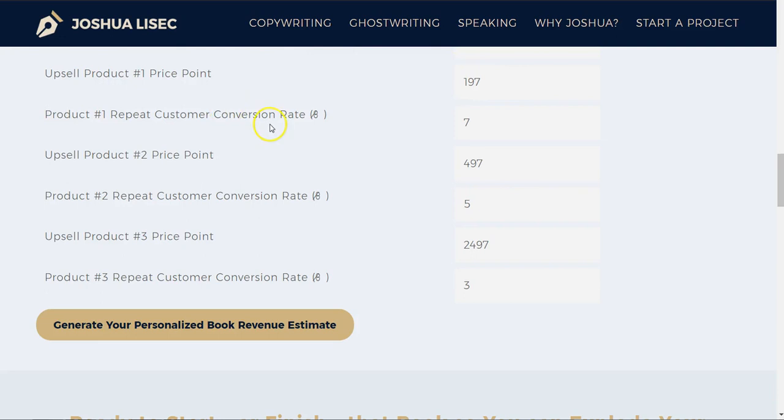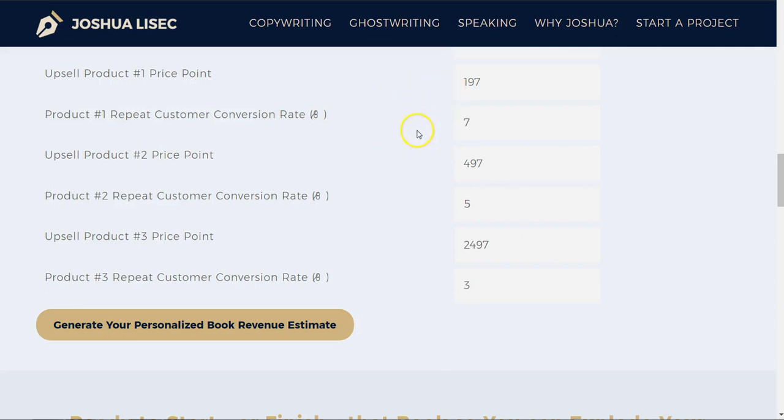Now, your repeat customer conversion rate. How many customers who have bought from you in the past, whether it's your low-end product or a high-end product, how many of your customers can you expect to reliably purchase this based on their past behavior? So let's say out of 100 people who've bought from you before, let's say 7 of them buy. Then that would mean you have a 7% conversion rate.